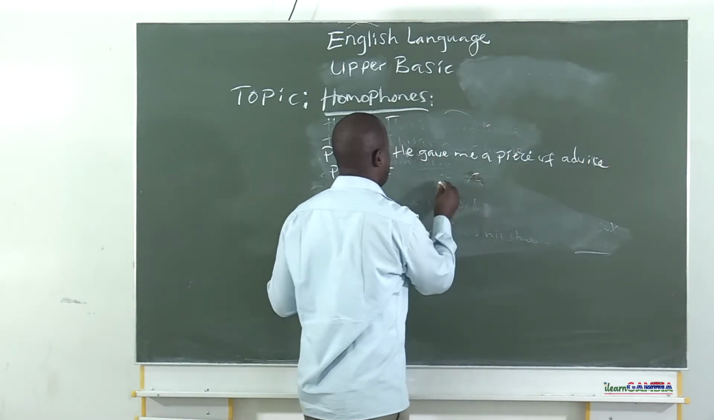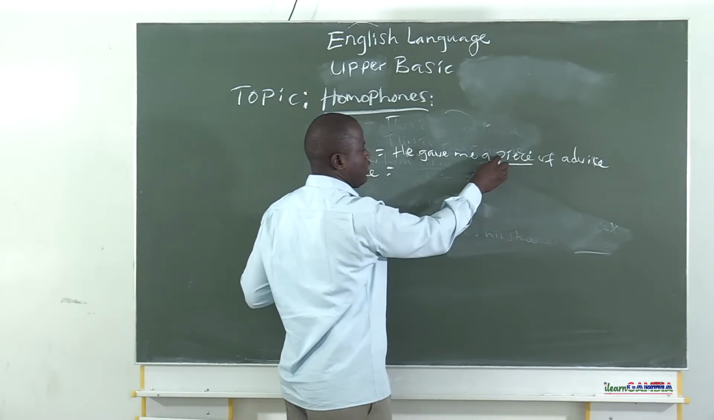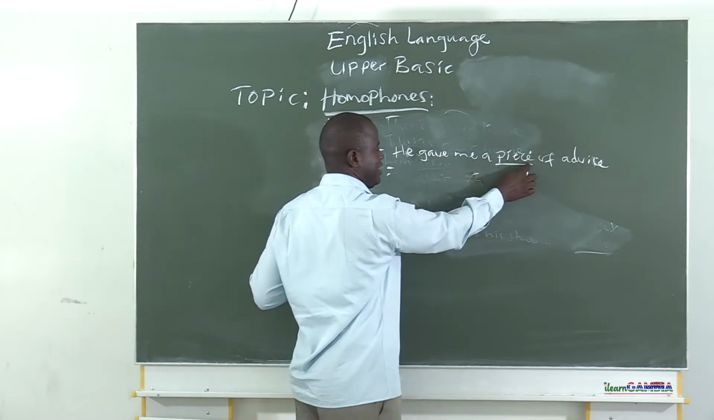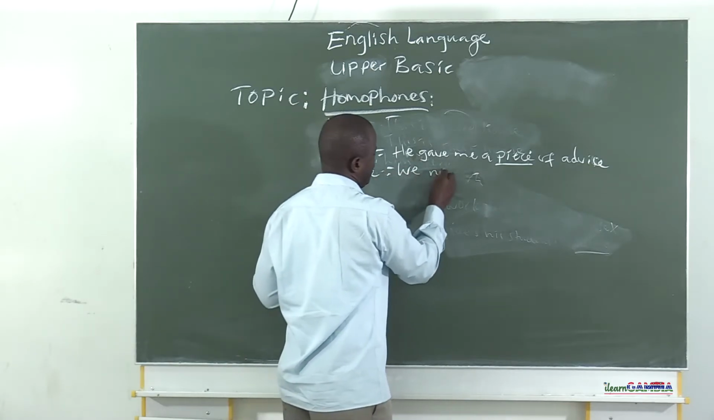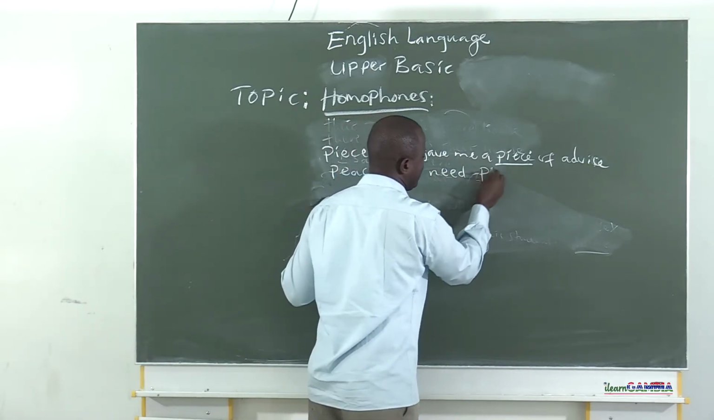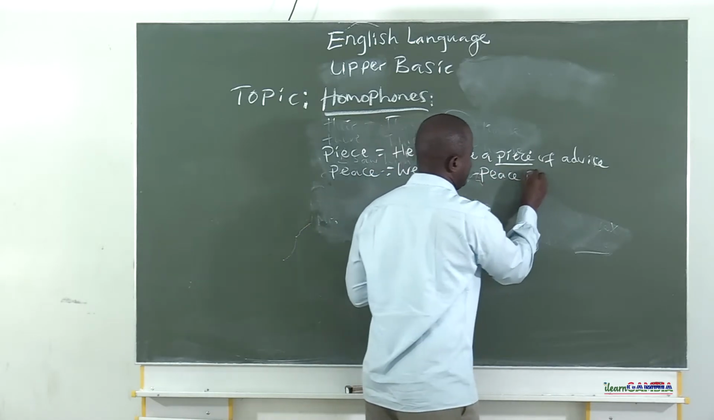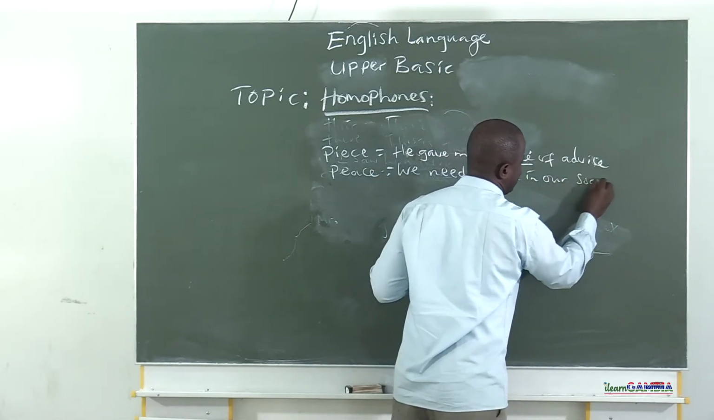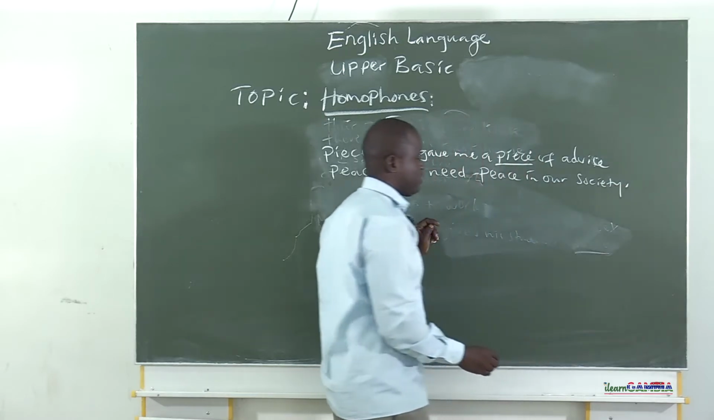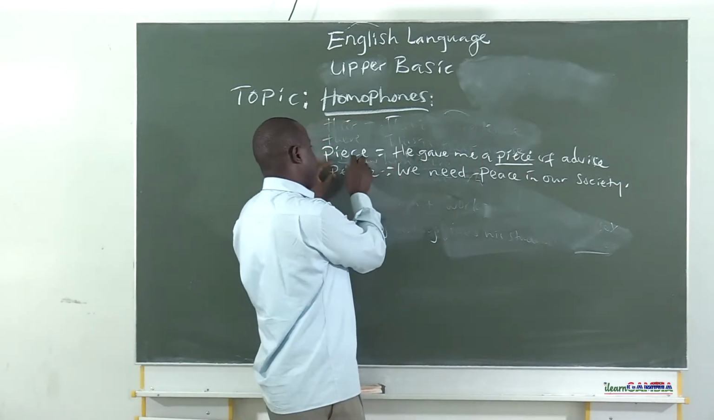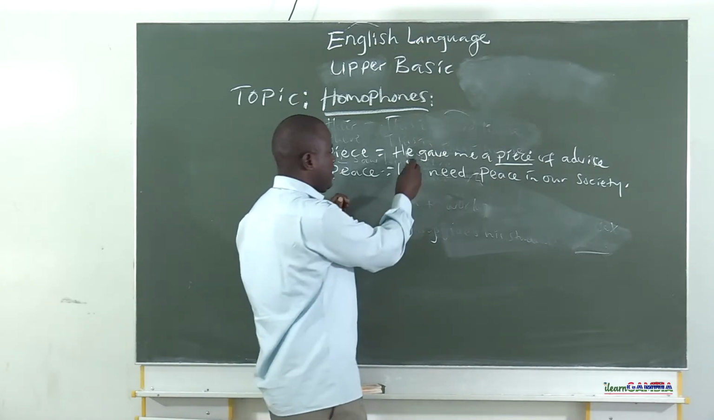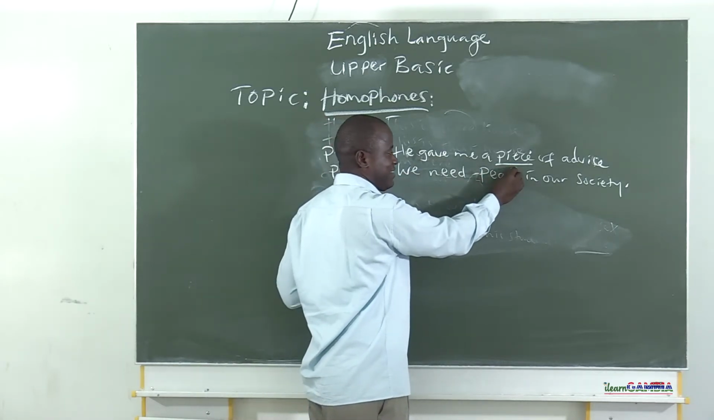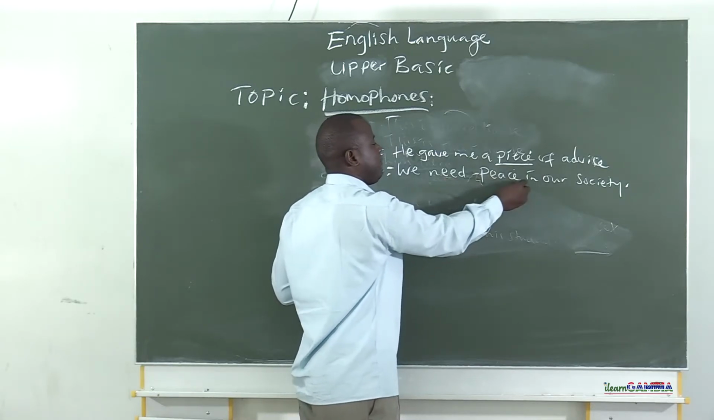Good. So we come here. We use this word P-I-E-C-E. But this one also, we said we need peace in our society. Is that good? So if you look at these two words, they are pronounced the same, but in usage they have different usage. So here you said, he gave me a piece of advice. And here you said, we need peace.